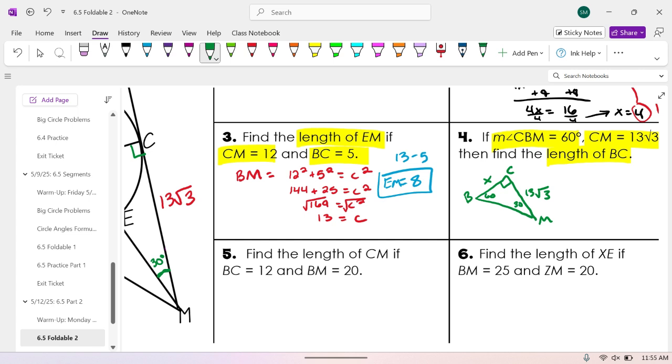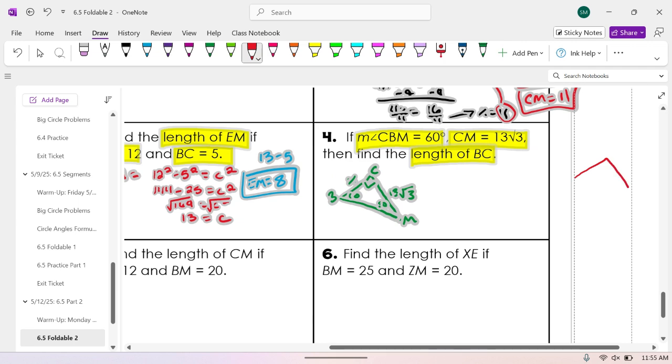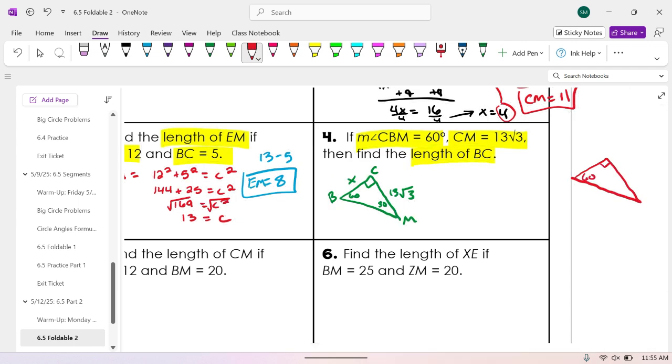So remember, when we're talking about a 30, 60, 90 triangle, and I'll draw it off to the side, we're talking about a triangle where the side directly across from the 30 is the short leg, the side across from the 60 is the long leg, and the side across from the right angle is the hypotenuse. If the short leg is a length of A, the long leg is a length of A times the square root of 3, and the hypotenuse is a length of 2 times A.